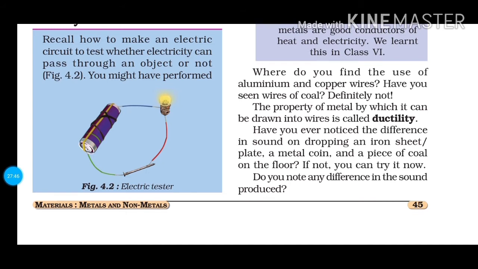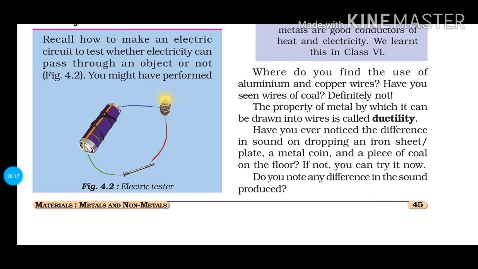Do you know that the gold and the silver, जो gold and silvers हैं, these are the best ductile metals. मतलब कि सबसे अच्छी ductile metals जो हैं वो गोल्ड एंड सिल्वर्स होते हैं. After the gold and silver, copper and aluminium are the good ductile metals.